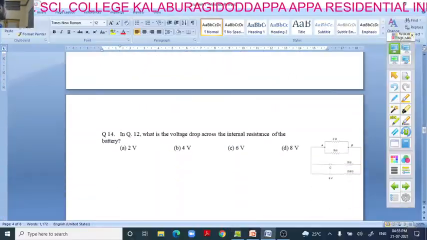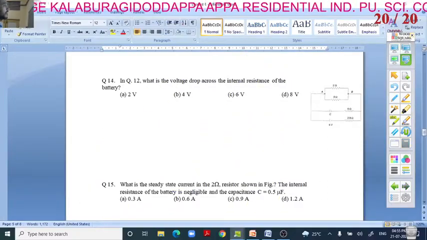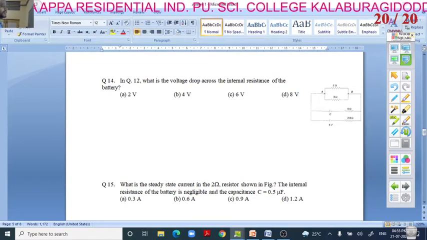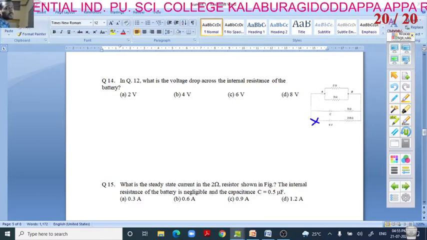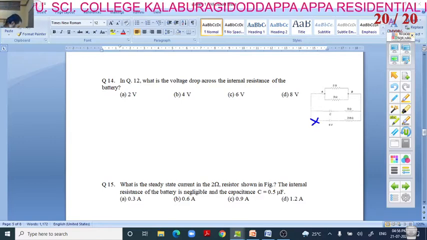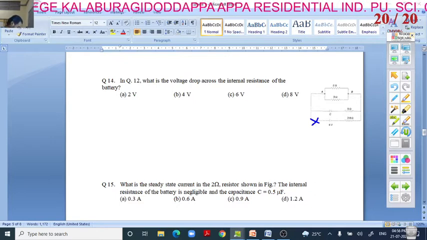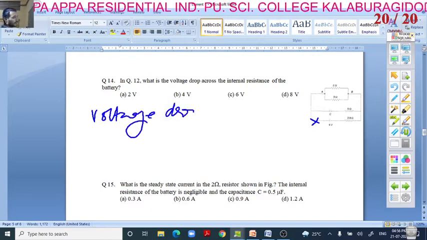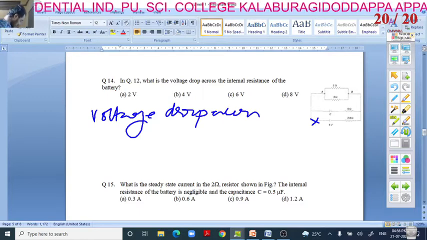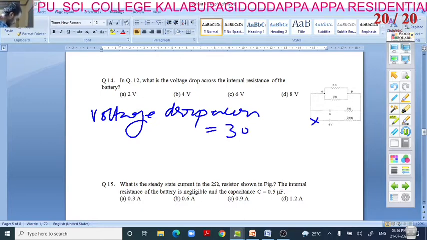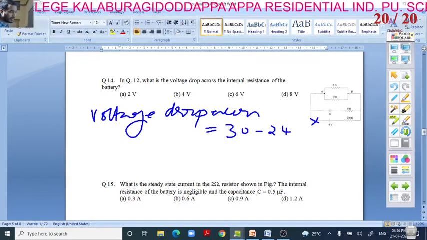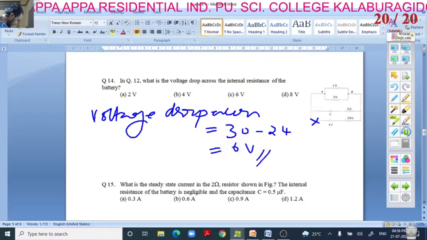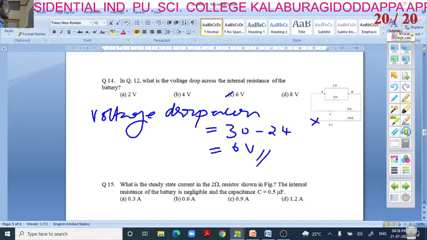Question number 14. For question number 12, what is the voltage drop across the internal resistance? This figure is not related to this; this 14th question is for the 12th question only. The voltage drop across the battery, the EMF given, is 30 volt, and 24 is the terminal voltage, so the remaining is 6 volt. So it is option C, right? Next question.